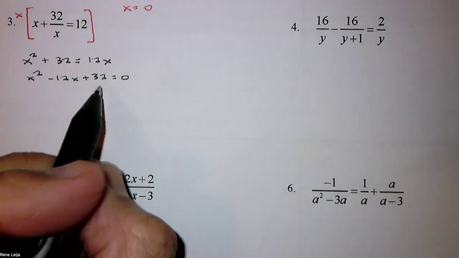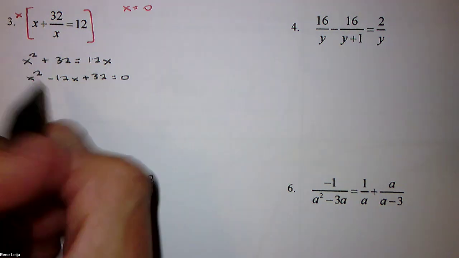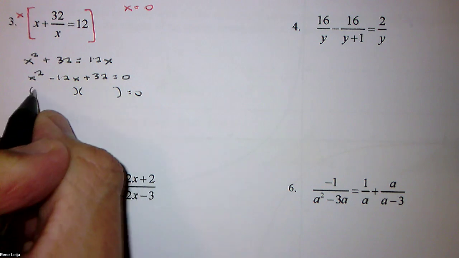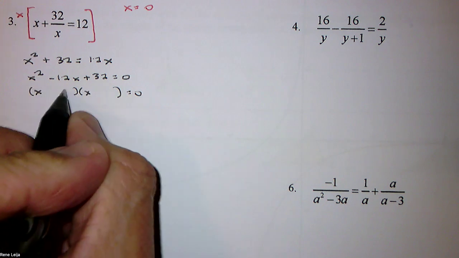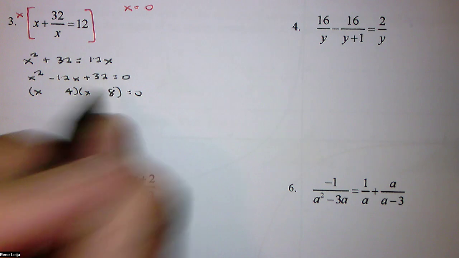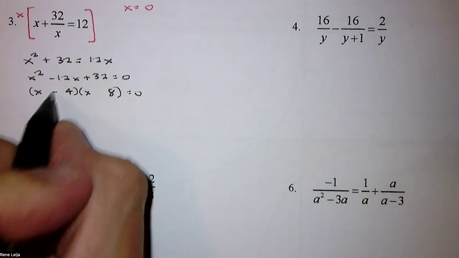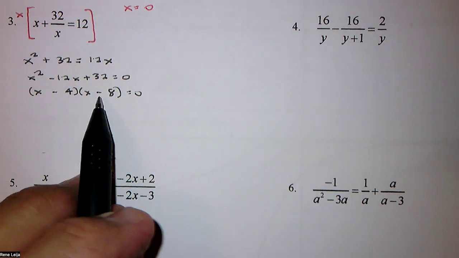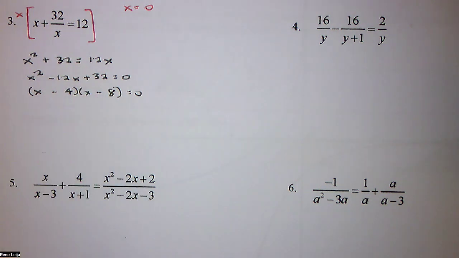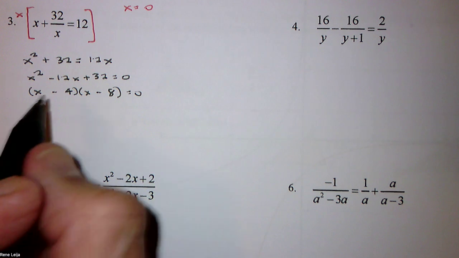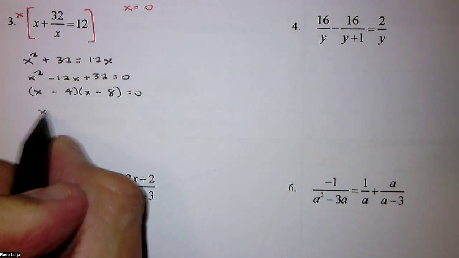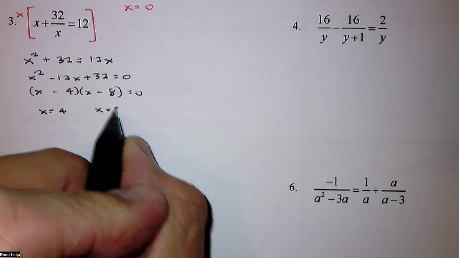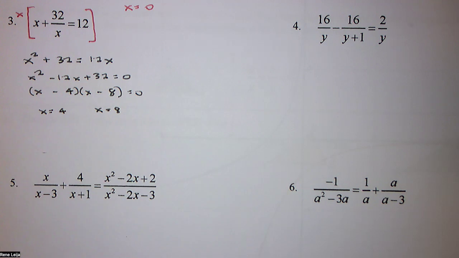Now we're going to factor. I need two numbers that multiply to 32 that can get me a 12. So the x's have to go at the front, and that's going to be 4 and 8. And how do I get a negative 12 from 4 and 8? Well, they both have to be negative. And at the same time, if you multiply negative 4 times negative 8, we get a positive 32. So that's how we know that we're right. So this is going to give us a solution of x equals 4. And this gives us a solution of x equals 8.